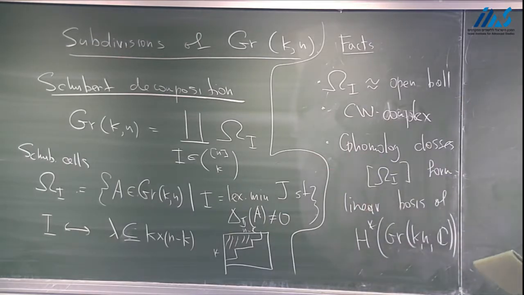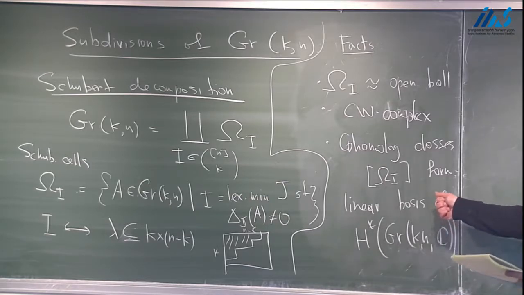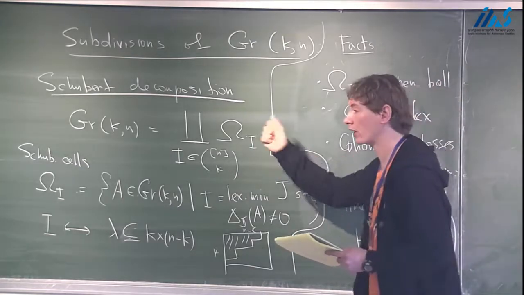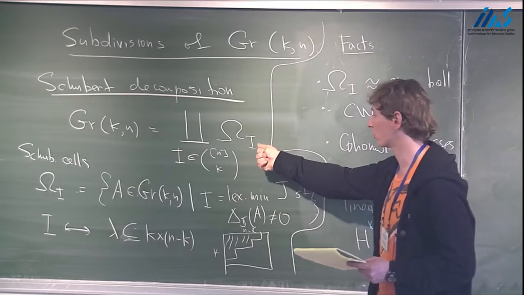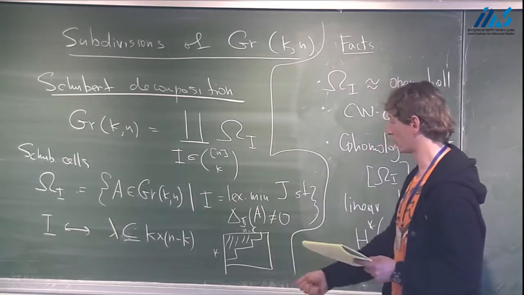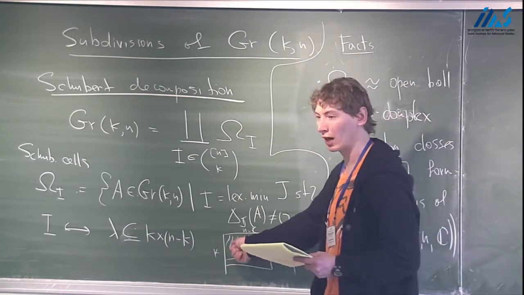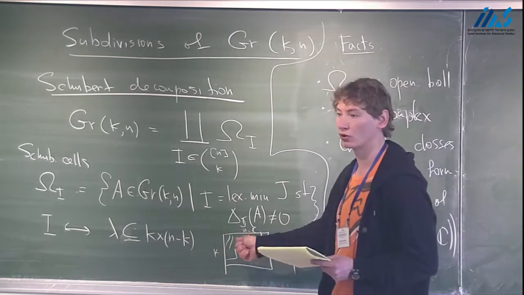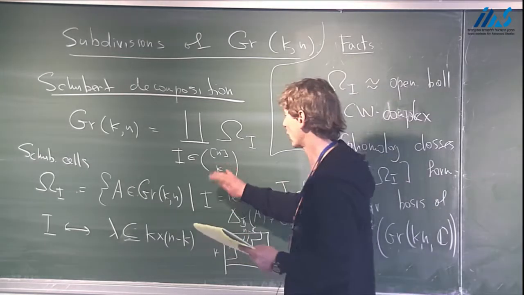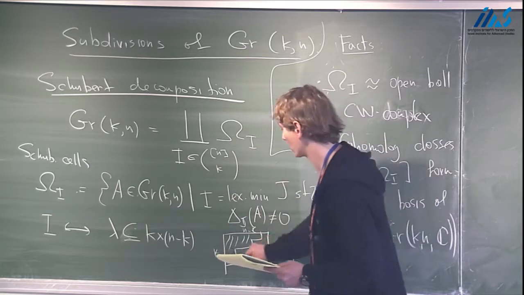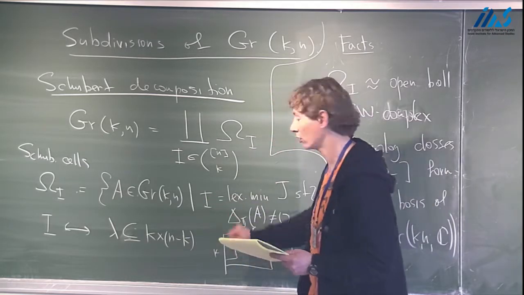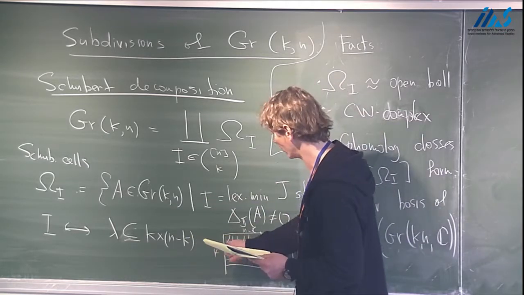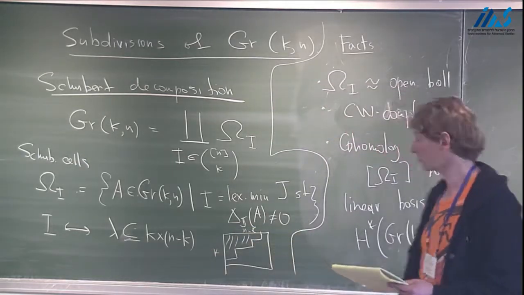And the cells have different dimensions, right? Yeah, of course, they have different dimensions. The dimension of omega I can be combinatorially expressed in terms of capital I. Well, it's even easier to describe it in terms of lambda. So it's equal to the number of boxes in lambda. If you label them in a slightly different way by Young diagrams, then the complex dimension of the corresponding Schubert cell is the number of boxes.